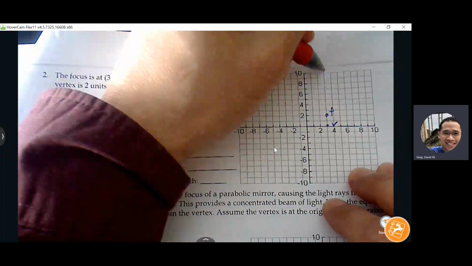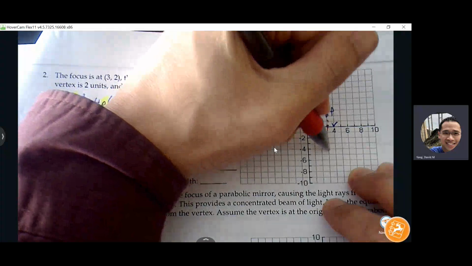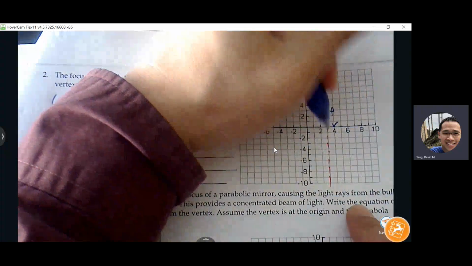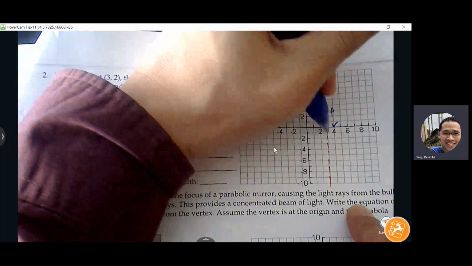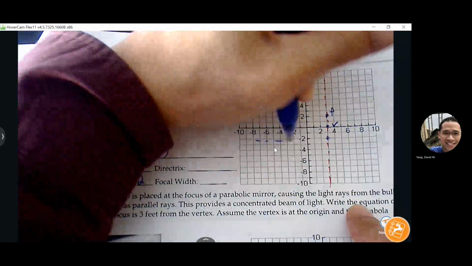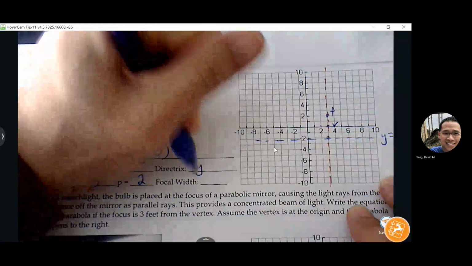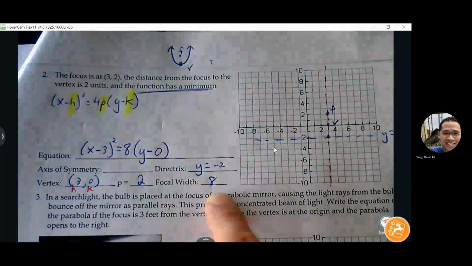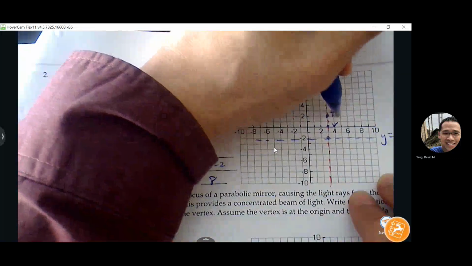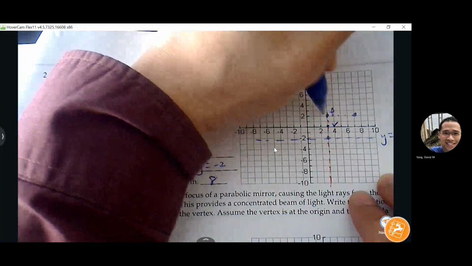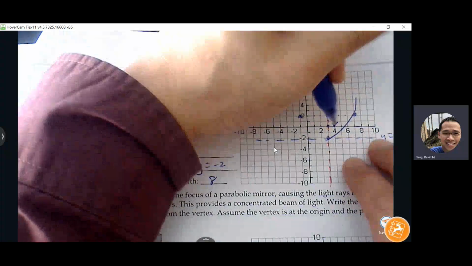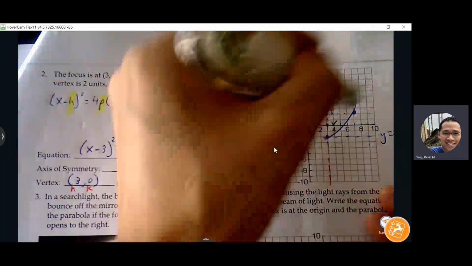Okay, axis of symmetry, I know it's going to cut my parabola in half. The directrix is 3 units away from the vertex. Sorry, 2 units away from the vertex. Sorry, from the vertex, not from the directrix.